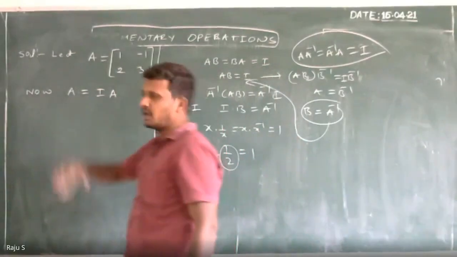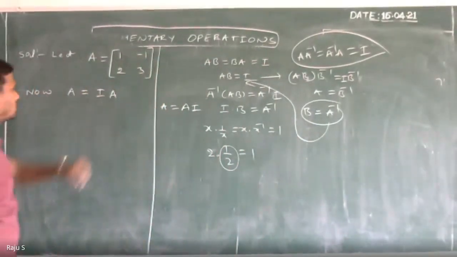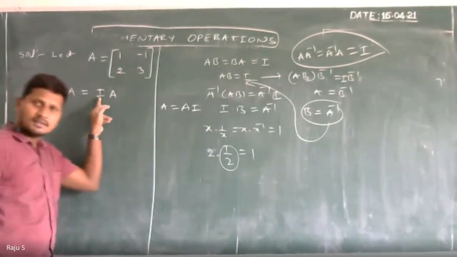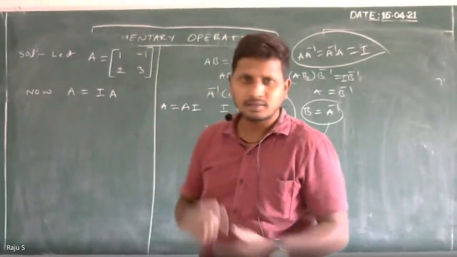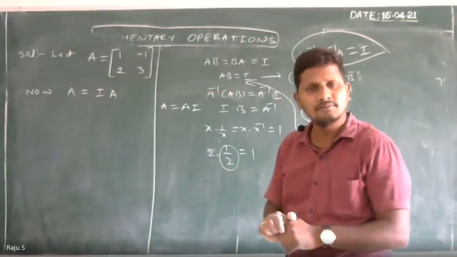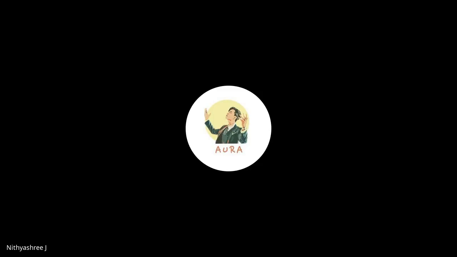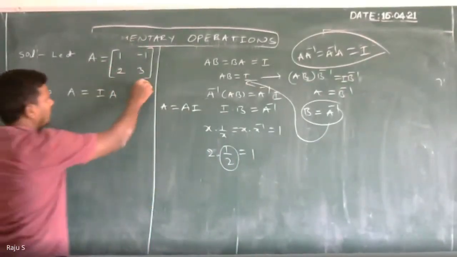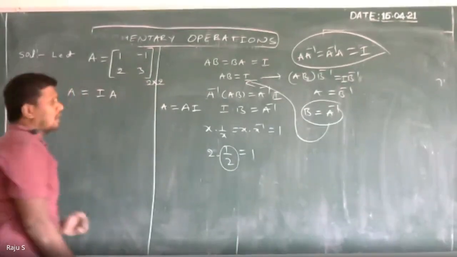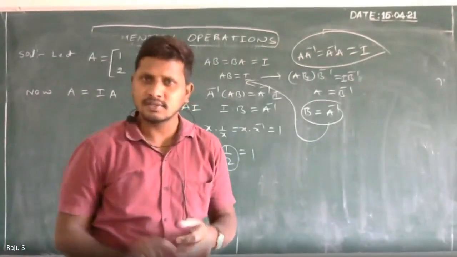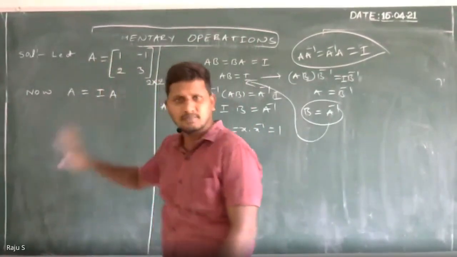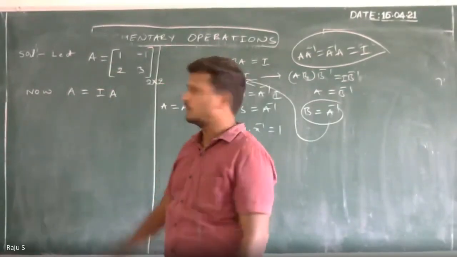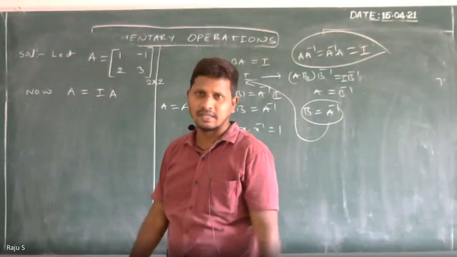Okay, let us see. I have taken A is equal to I into A. Then what is the identity? Is it the identity of order 2 by 2, or 3 by 3, or 4 by 4, or 1 by 1? What is the identity we need to take? 2 by 2, because it depends on the given matrix. The given matrix is of order 2 by 2. Also, the inverse of any matrix exists only for a square matrix. The given matrix must be square, then only the inverse exists. If the given matrix is not a square matrix, the inverse does not exist.